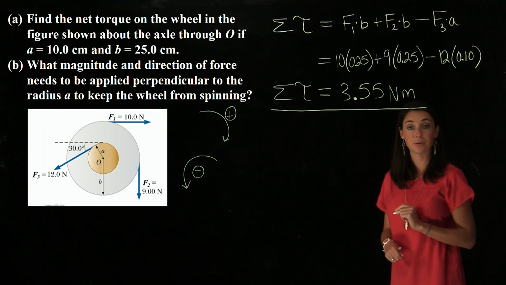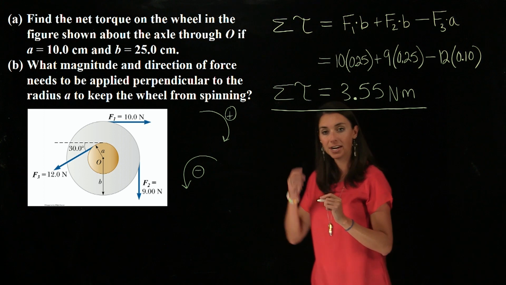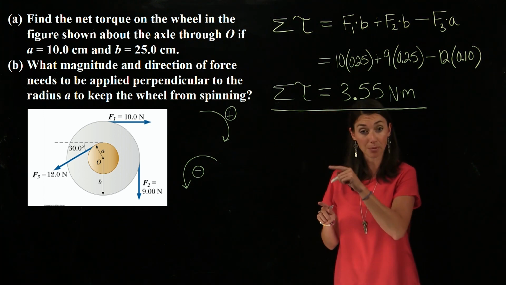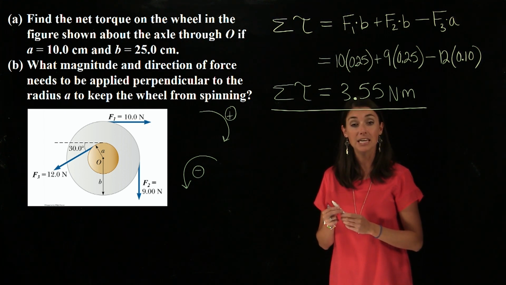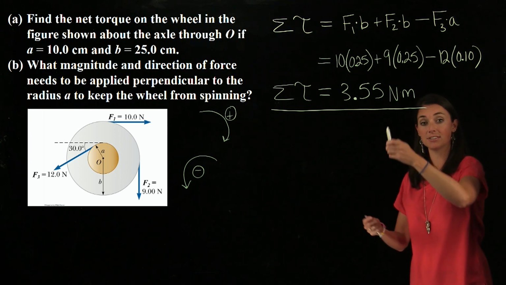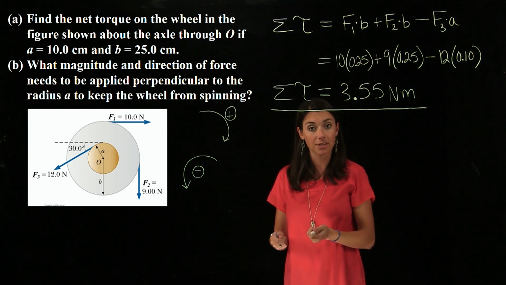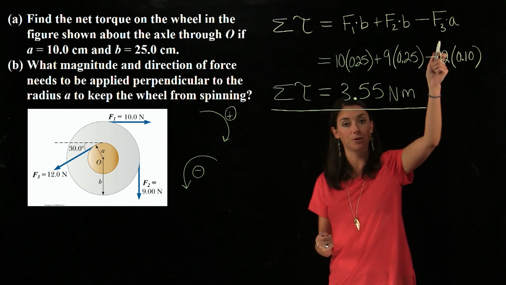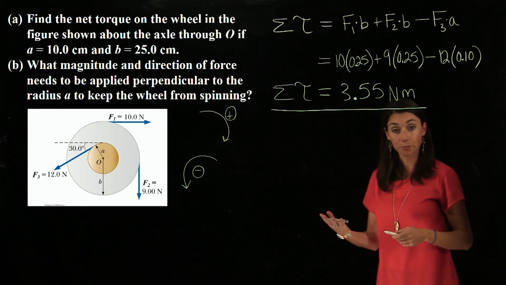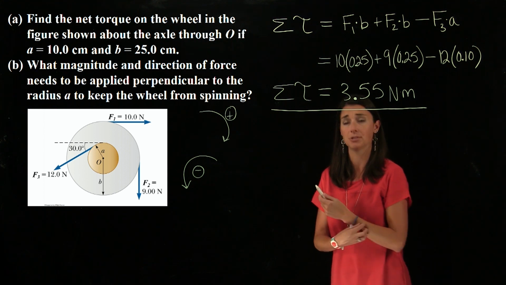Okay, so now that we have our net torque on the wheel, that's finishing off part A in the problem, we can move on to part B, where we are trying to find the magnitude and direction of force that needs to be applied to that smaller radius A to keep the wheel from spinning. Because the fact that we got a net torque here tells us that force 1 and 2 are enough to get the wheel in motion in that clockwise direction, and force 3 is not quite enough to resist it to get it to stop. So we need another force added into the wheel if we want to keep it from spinning.